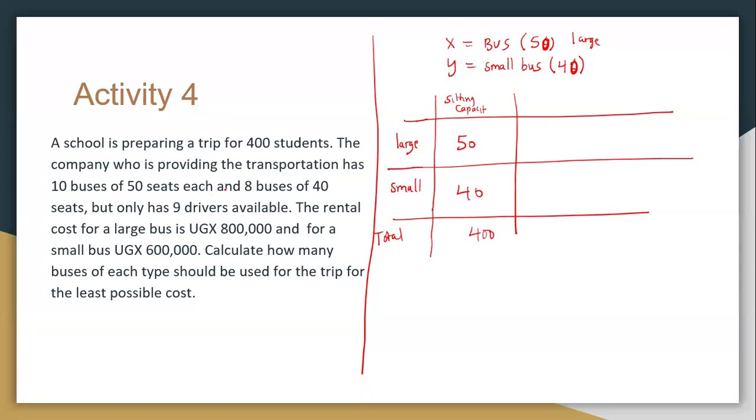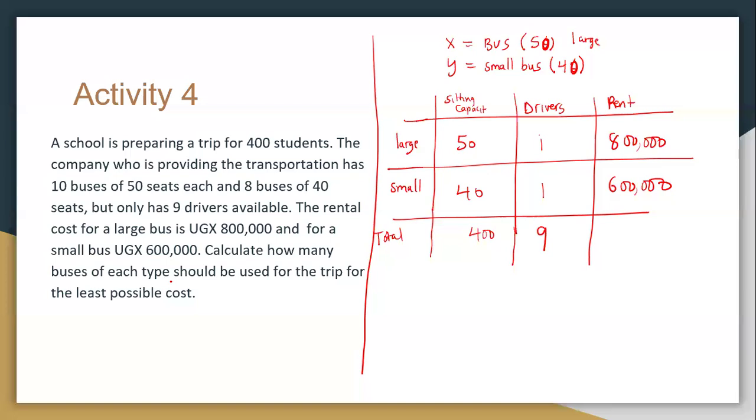Then I continue. I look at the number of the 10 buses. Then we have another one, but only 9 drivers are available. Then I'm going to look at the drivers that are available. So for the large bus, I will just put 1 and 1, because each is taken on by 1 driver. And the total number is 9 drivers. So when I add the number of drivers of the large plus the number of the small, I must be able to get the 9. The rental cost for a large bus is 800,000. Then this one is 600,000. How many of each type should be used for the trip for the least possible cost?